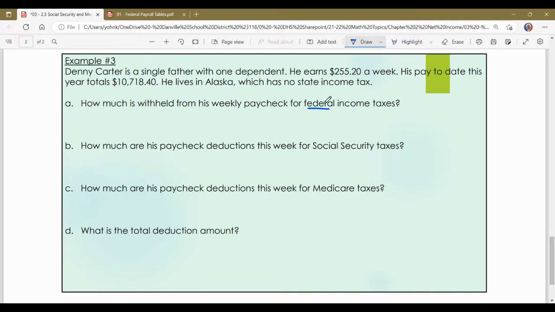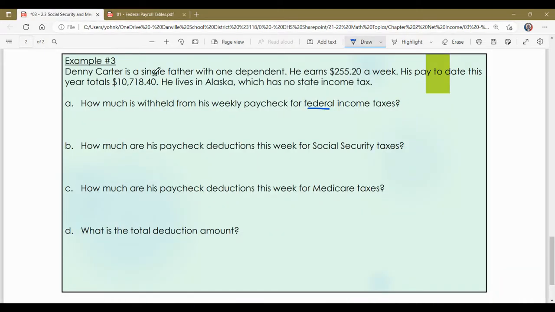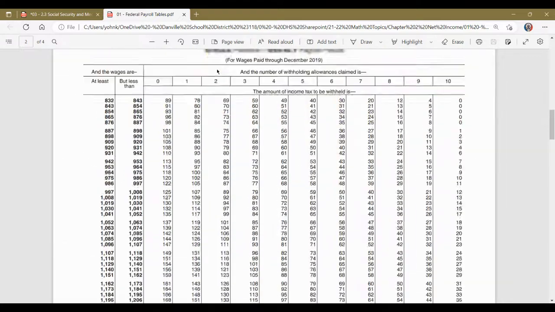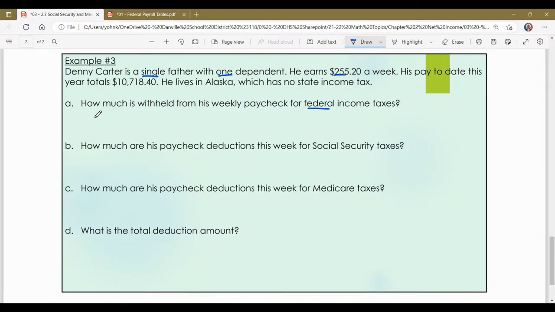Ooh, that's a review from section 2.1. So we need to go and find our federal income tax tables. Let's see, he is single with one dependent and earns $255.20 a week. Single, one dependent, $255 would be right in here. One dependent would be $10. All right, so Denny's going to have $10 taken out for federal income tax. He lives in Alaska, no state income tax. That's awesome.